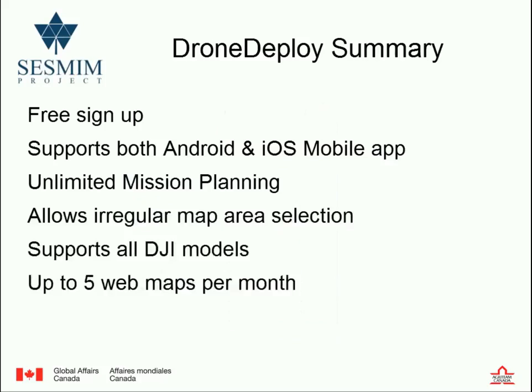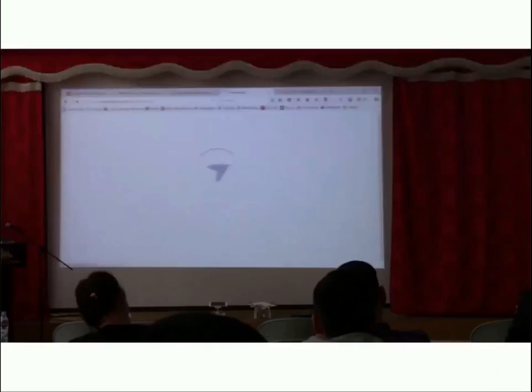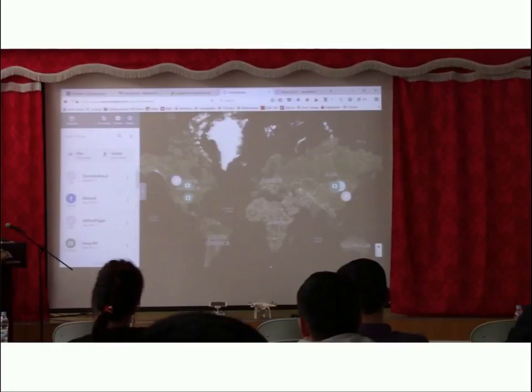That's fine. So DroneDeploy summary then: it's free to sign up, supports both Android and iOS. We have unlimited mission planning. It allows irregular map area selection, supports all DJI models, and you can use up to 5 web maps a month if you want to use their web service. Okay, so we can do an online mission now before lunch. I would suggest that if you like to, you can go to the website and sign in, create an account for yourself.